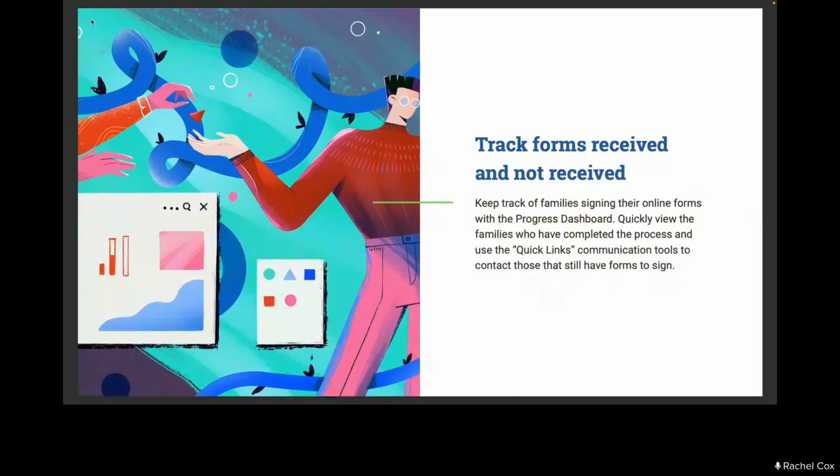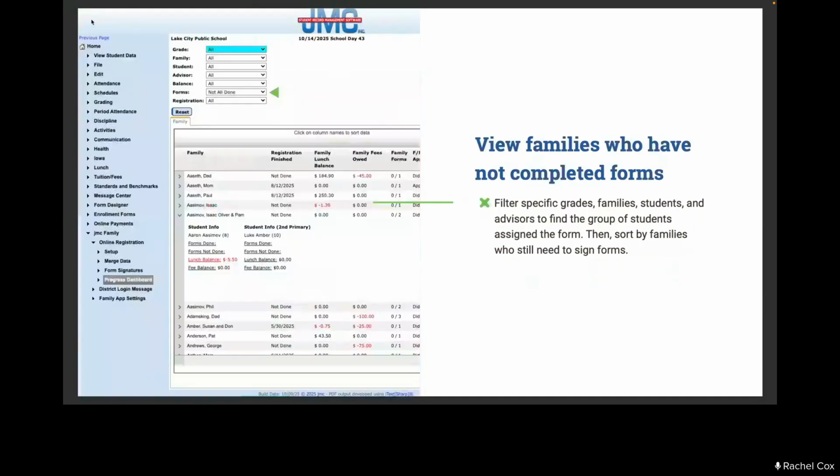You can keep track of families signing their online forms with the progress dashboard. Quickly view the families who have completed the process and use the quick links communication tools to contact those that still have forms to sign. So when you're on the dashboard, which again you can find under JMC Family, Online Registration, Progress Dashboard, you can filter specific grades, families, students, advisors to find the groups of students who were assigned the form, then sort by families who still need to sign the forms.